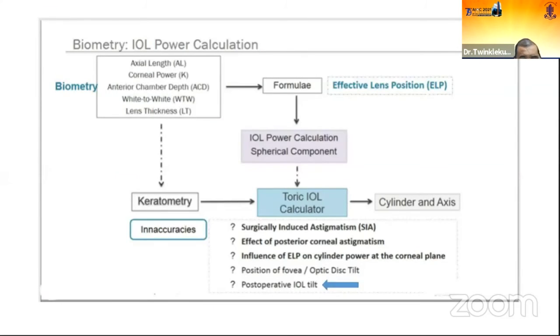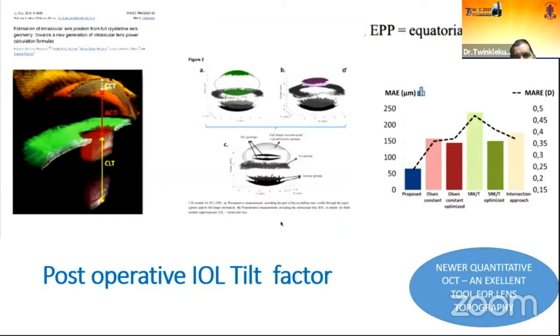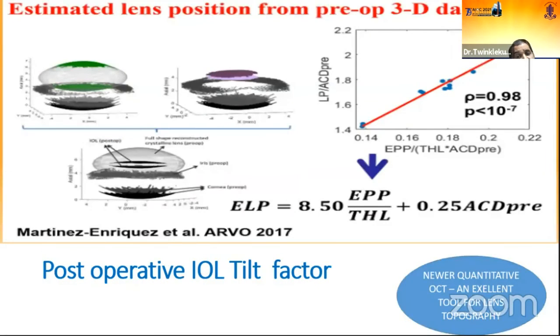The last and now widely talked about is the postoperative IOL tilt. Because of the better understanding and better machines, the newer OCT machines give us lens topography. So the anterior surface of the lens, posterior surface of the lens, and everything is calculated and measured by this newer tool. They give us another terminology, that is the equatorial plane position of the lens. And this equatorial plane position also has a significant correlation with the effective lens position. So over a period of time, we found there is a definitive postoperative IOL tilt factor.